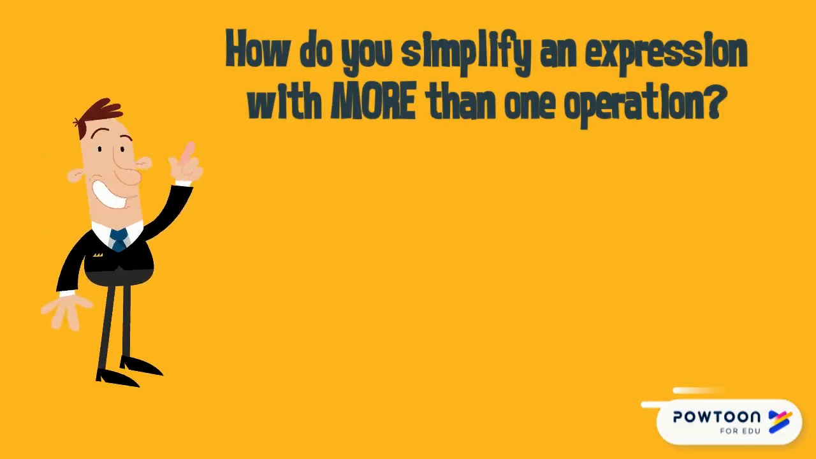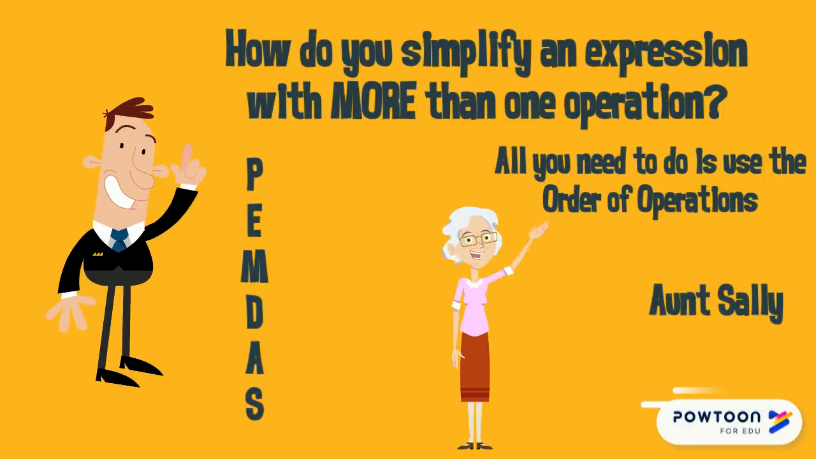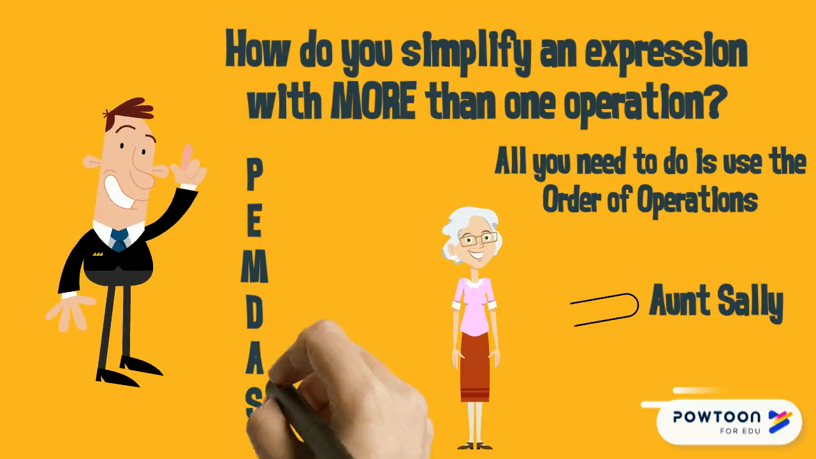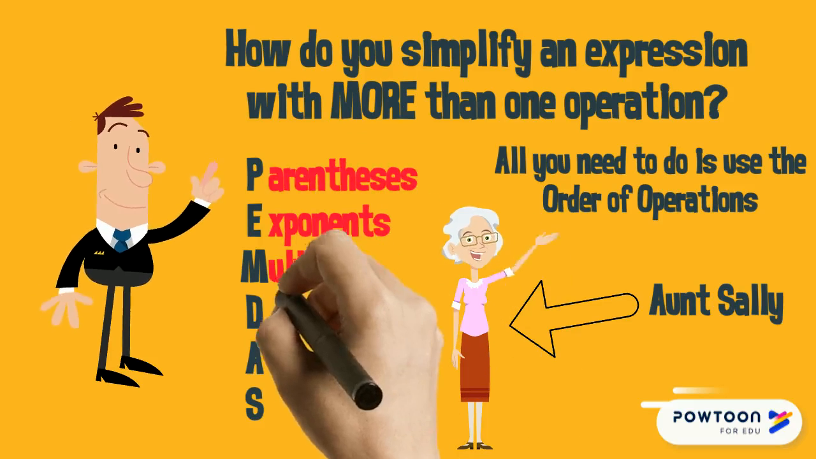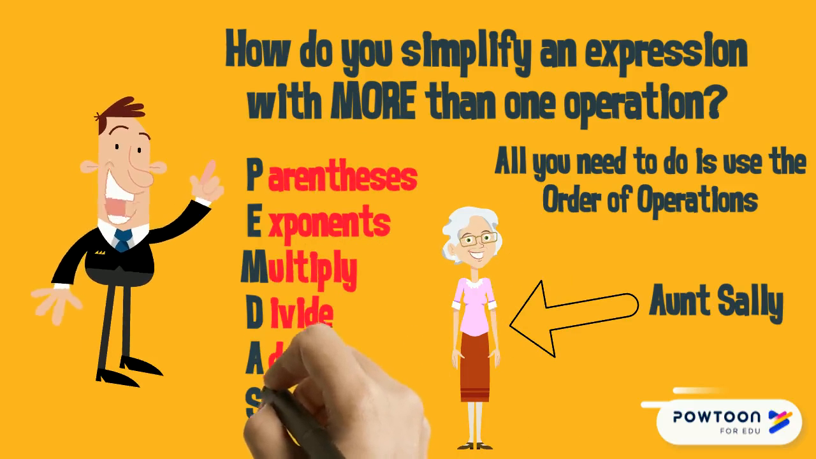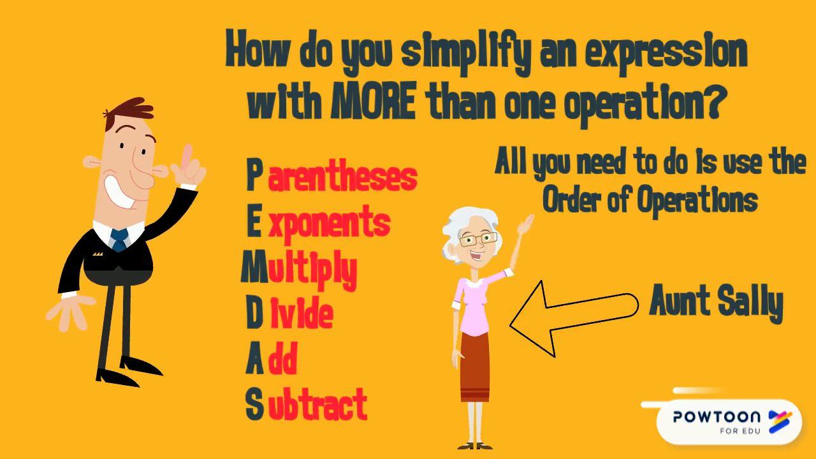Well, that last expression only had one operation. What do you do if you have an expression with more than one? You remember this from last week. All you need to do is follow the order of operations. That's right. Think of dear old Aunt Sally. Parentheses, exponents, multiply, divide, add, subtract.